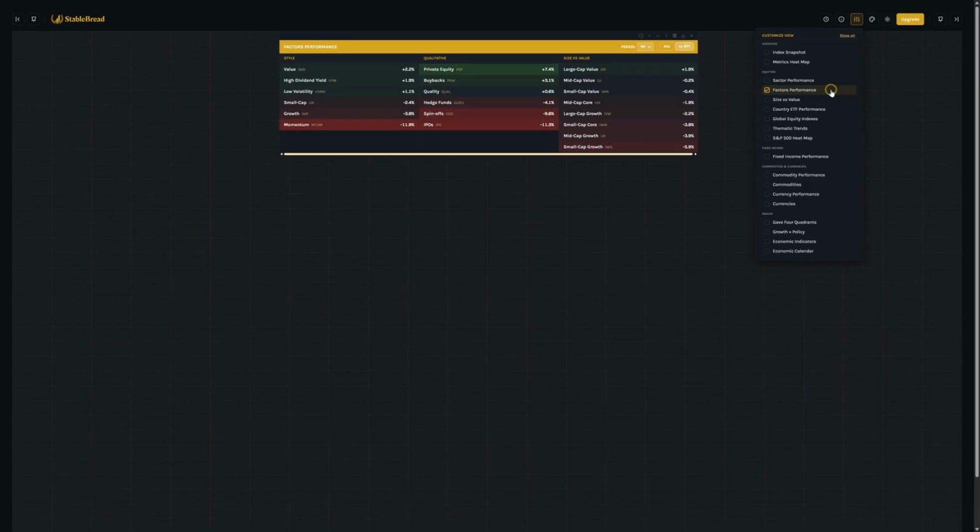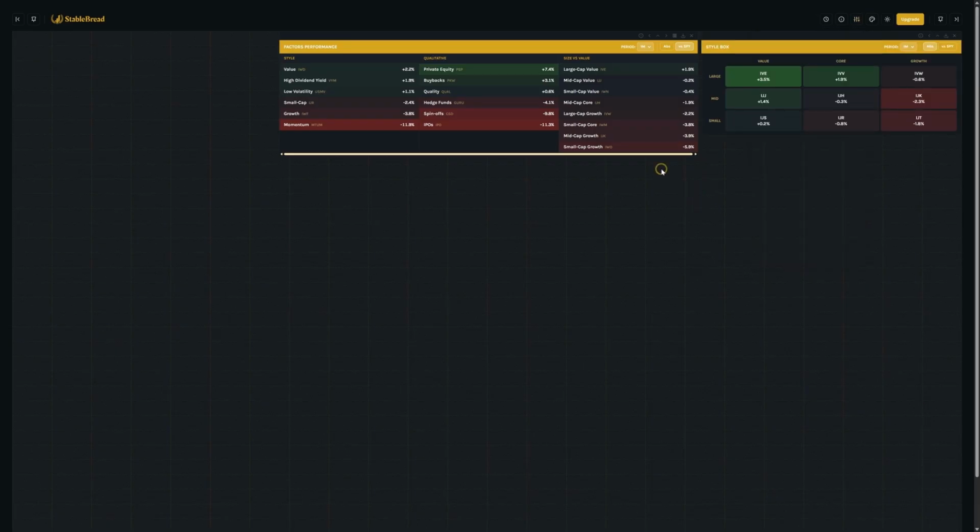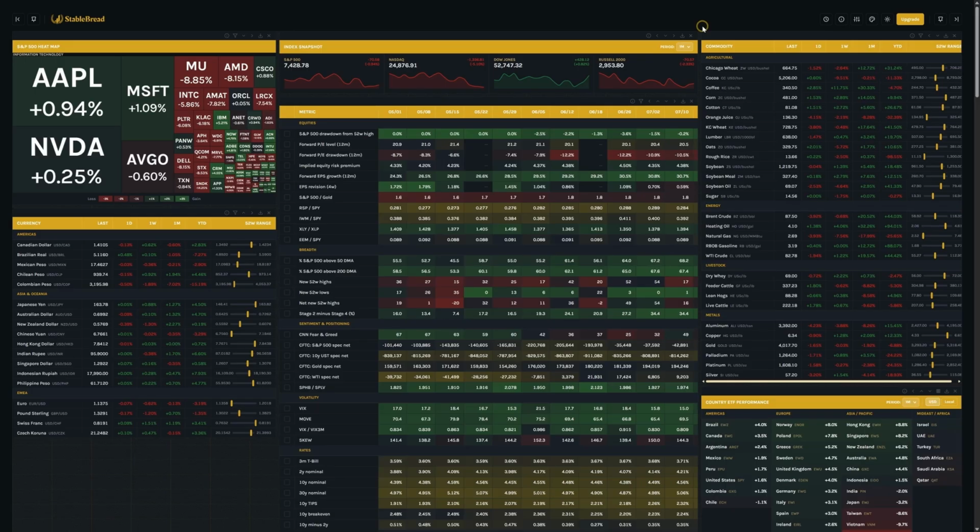Two more that are similar are the factors performance and the size versus value. So this looks at investing style, and we have value versus growth, momentum, low volatility, quality, dividend payers. And then we have the classic grid style of company size against value and growth. And for both of these, you can look at it on an absolute basis, or you can compare it versus the overall market over any of these periods. So if you have ever wondered whether value is finally working or whether small caps are leading, then these panels will help answer that. That's the entire macro dashboard.